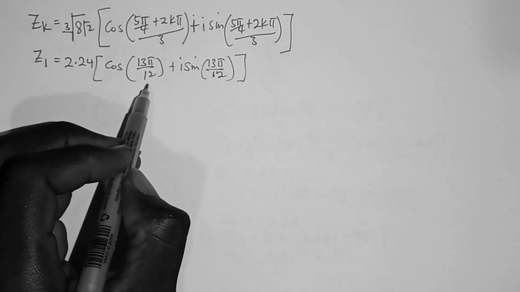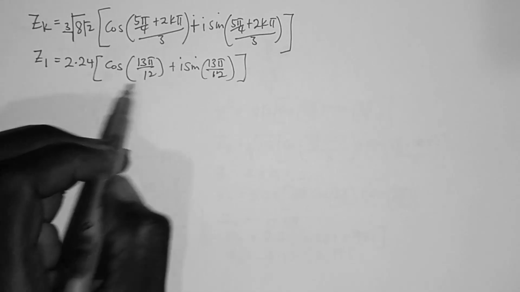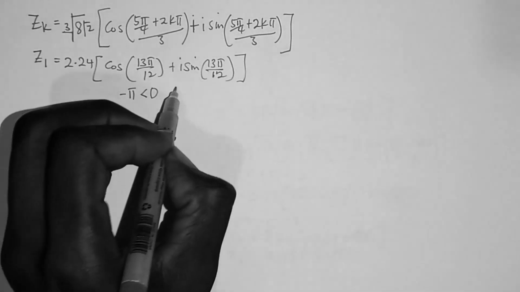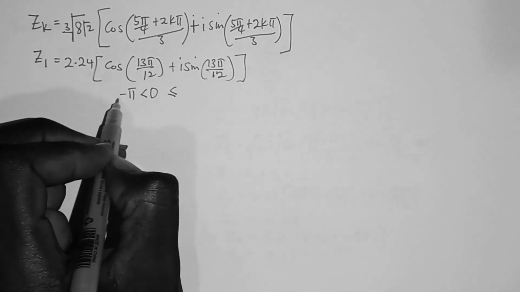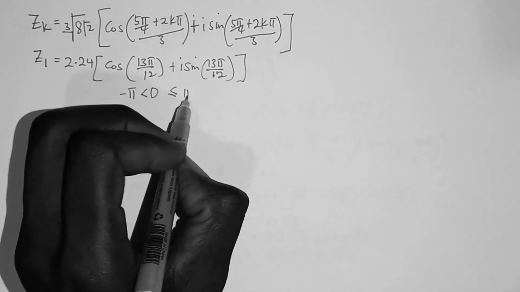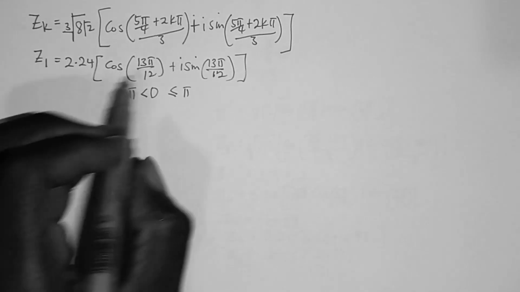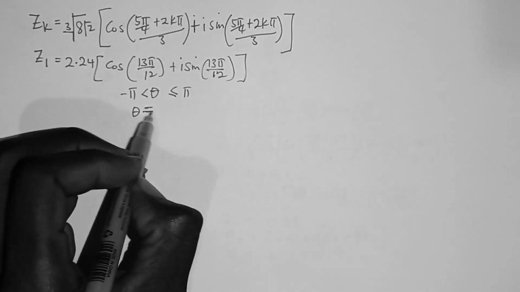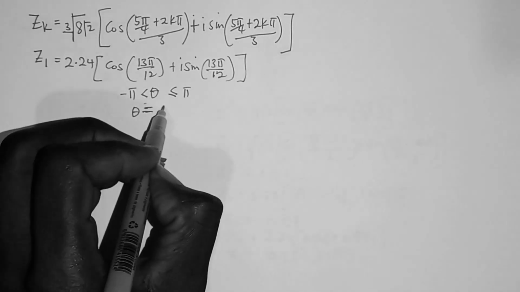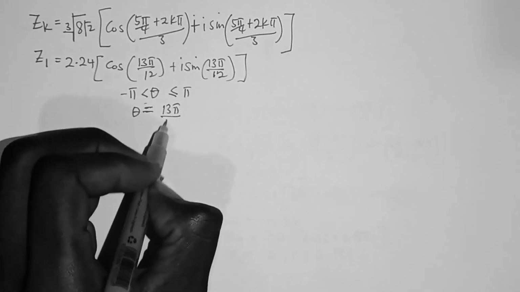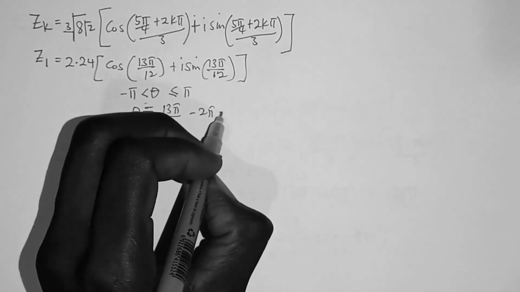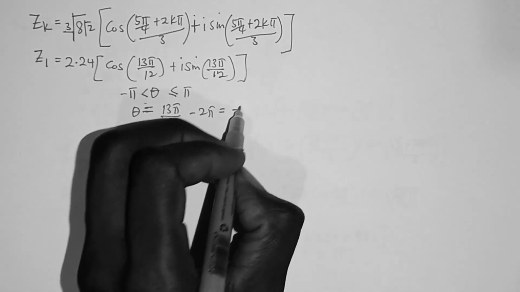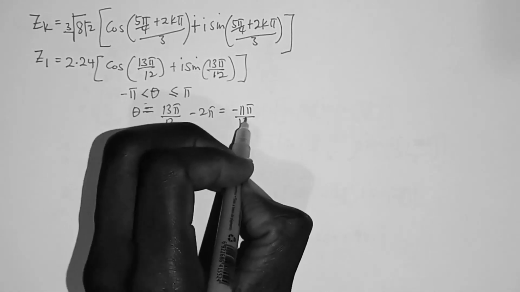But 13 pi over 12 is greater than pi. But theta must be greater than minus pi but less than or equal to pi. So what we need to do is find the correct value of theta in this case. So this will be 13 pi over 12. Then you subtract 2 pi. If you subtract 2 pi from 13 pi over 12, you will get minus 11 pi over 12.